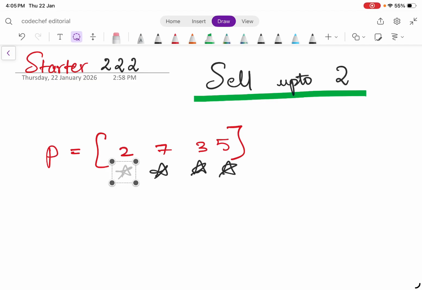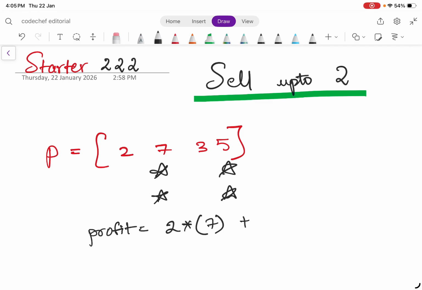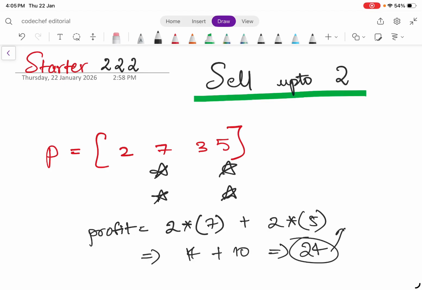Let's say I sell the first watch on the second day, and I sell the third watch on the fourth day. The total profit that I get is 2 times 7 plus 2 times 5, that is 14 plus 10, that is 24. We want to maximize this value as much as possible. For this test case, this is the maximum value.